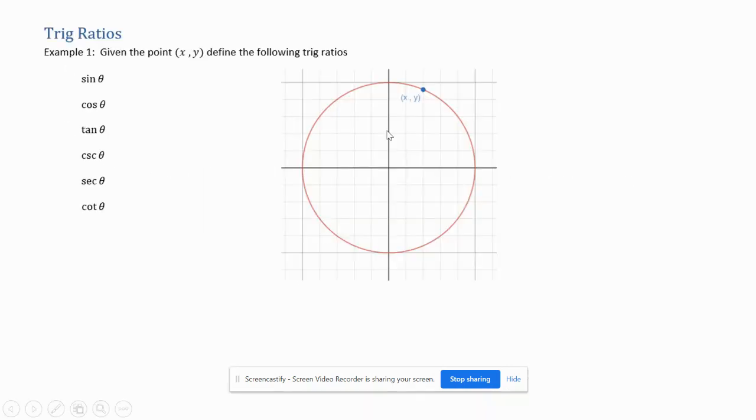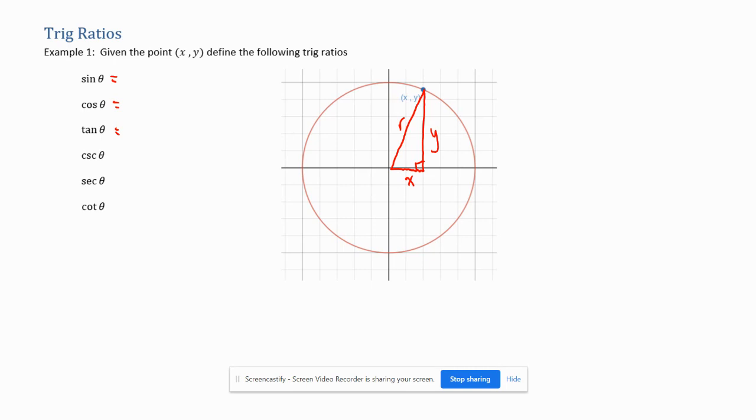All right. So the idea behind trig ratios over here, we're looking at a general point xy. Now, if I draw a line out like this, kind of draw a triangle, well, the bottom leg of the triangle is going to be the x-coordinate. The vertical leg of the triangle is going to be the y-coordinate. And then the hypotenuse, we're actually going to label r, because it's going to be the radius of the circle.